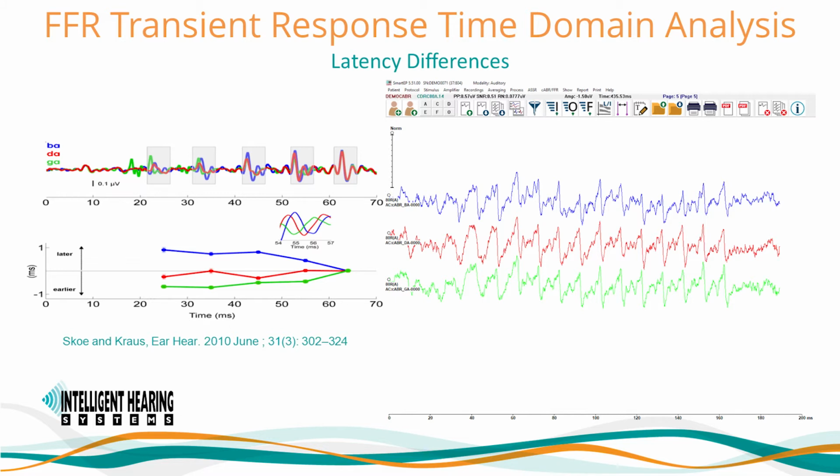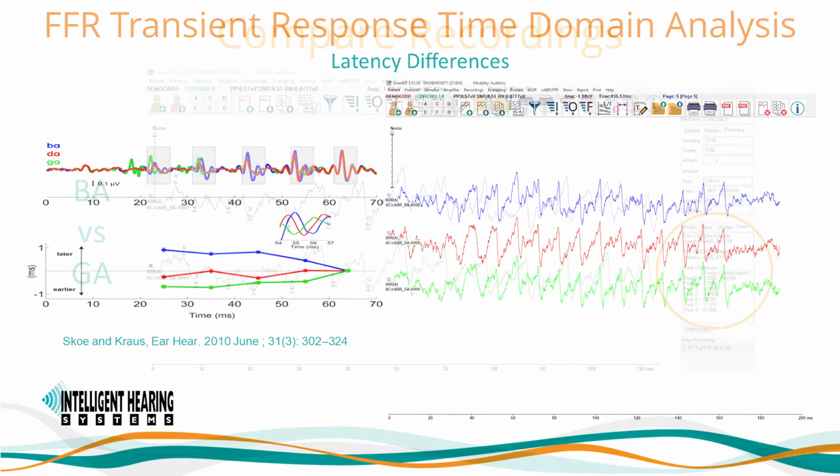Here, you can see the responses to the three different stimuli: the consonant portion of the BA, a low-frequency stimulus, the DA, a mid-frequency stimulus, and a GA, a high-frequency stimulus. They have different frequency composition that result in the different latencies of the early components of the cABR FFR response. As the response enters into the vowel component, the latency of the responses merge together.